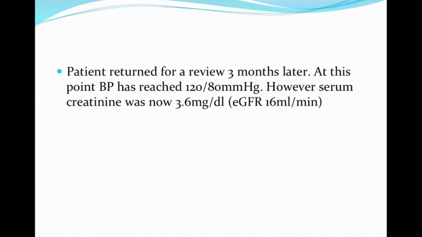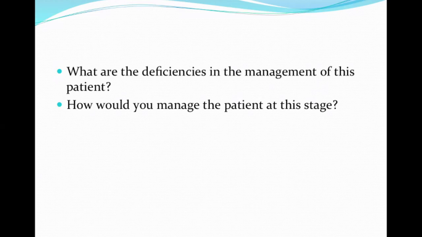Then again, now the patient returns 3 more months later. That's 6 months from the original visit. At this point, blood pressure now has got better. It's 120 over 80. However, now there's a small issue. The creatinine has now gone up to 3.6, eGFR has dropped to 16. So what you need to tell me is, what are the deficiencies in the management of this patient? How would you manage this patient at this stage? So those are the two things you have to answer.